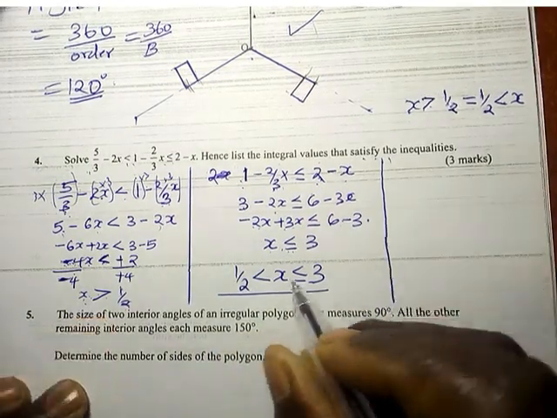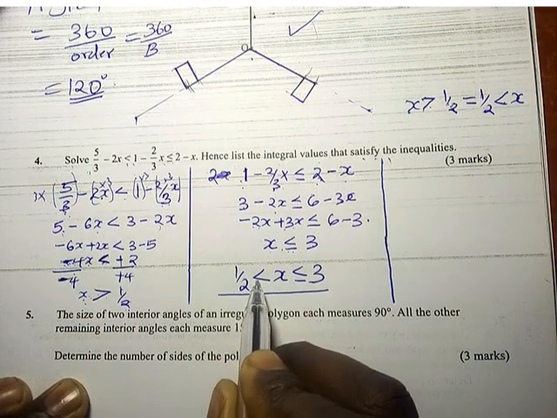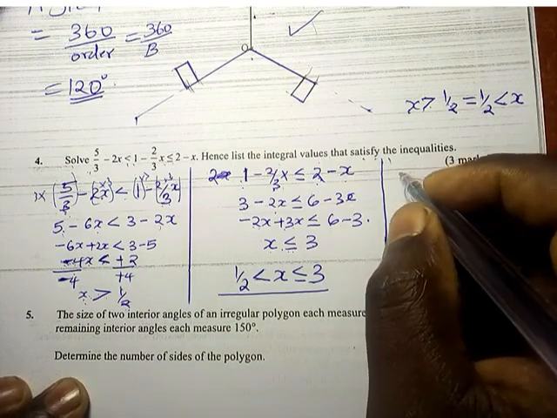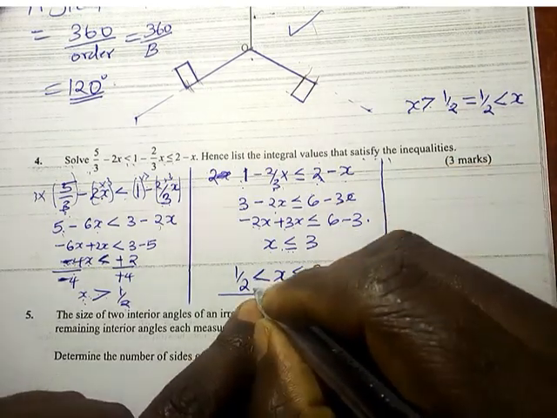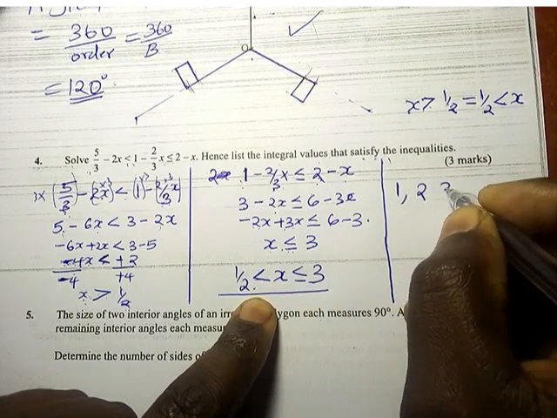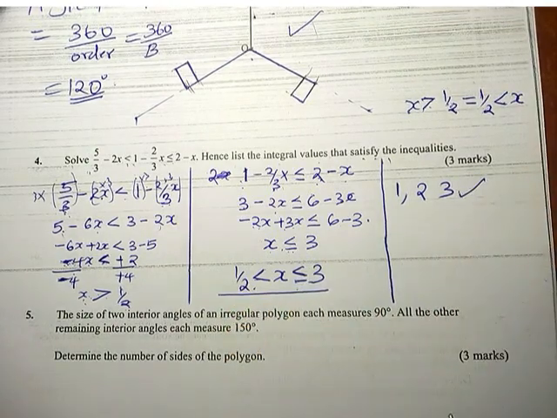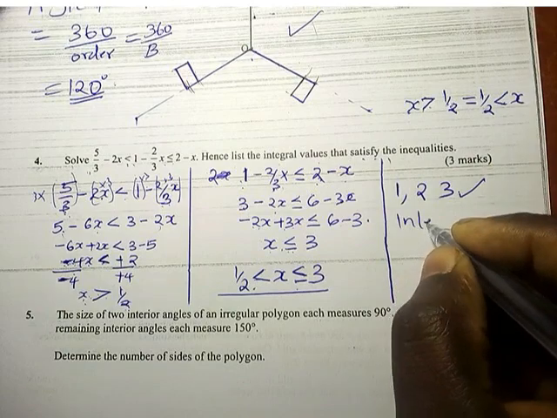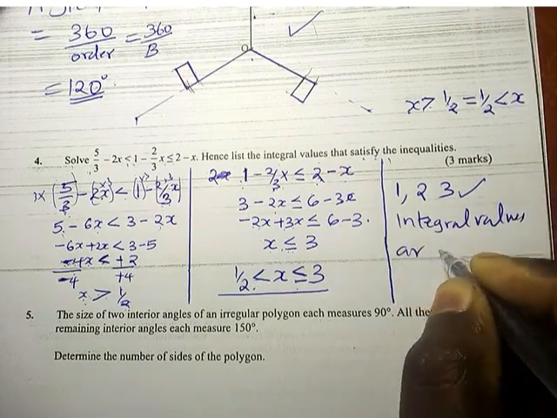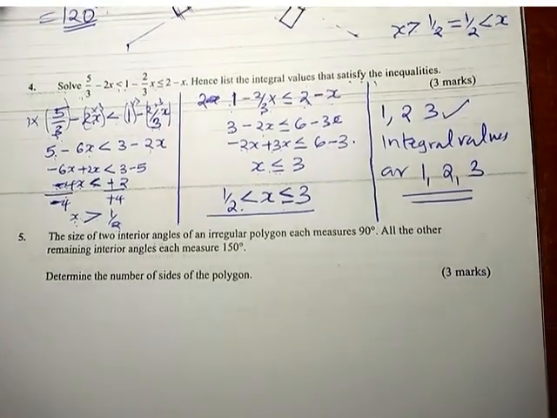Sawa? So sasa tunaangalia the integral values that are here. The integral values that is inside here, this one I have is not included kwa sababu ni less than. So we are going to have from a number that is here is 1, 2, and 3, because 3 is included, is less or equal to. So these are the integral values. So you write the integral values are 1, 2, and 3. Those are the integral values.